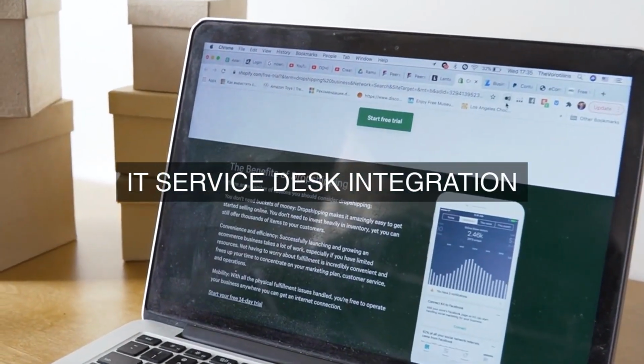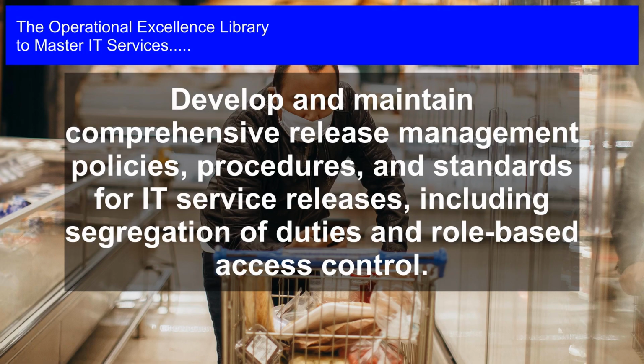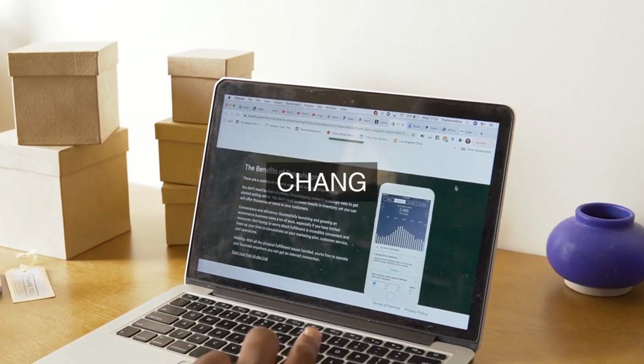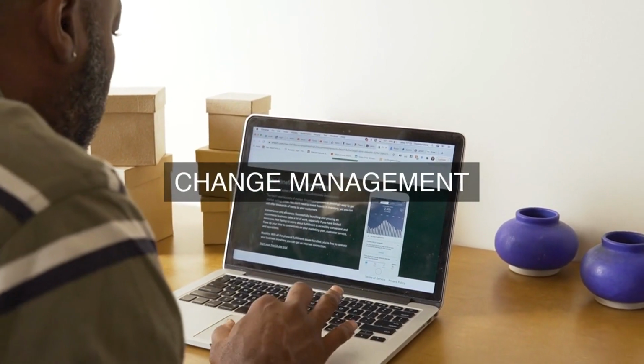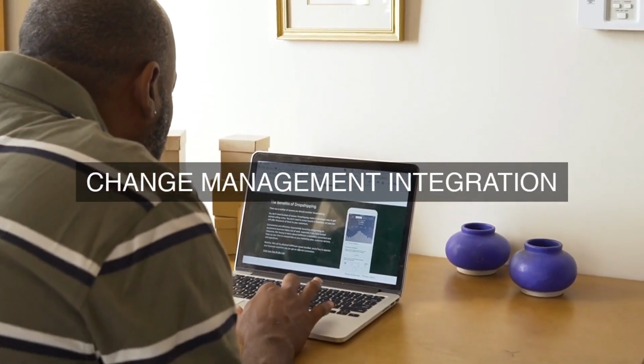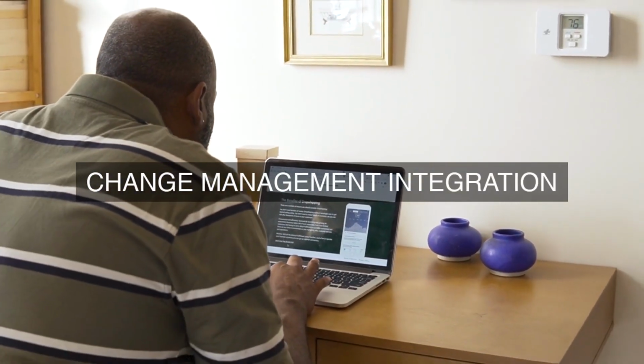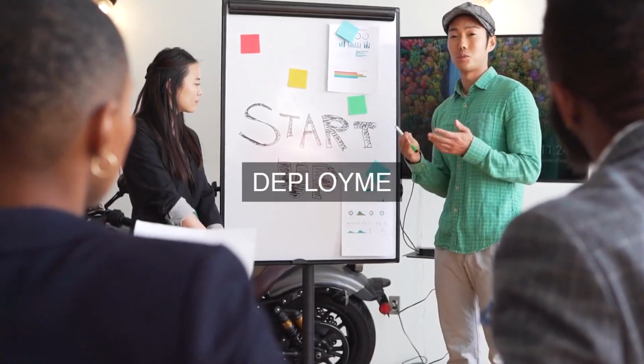Release assessment. A thorough assessment is conducted to identify potential risks, impacts, and dependencies associated with the release. The assessment includes a review of the service design, architecture, and technical requirements to ensure that they meet business and technical standards.